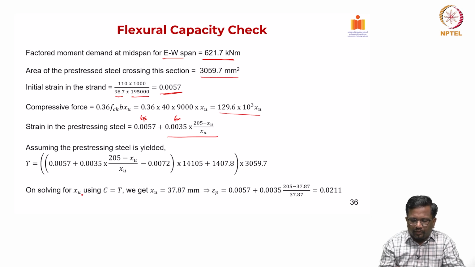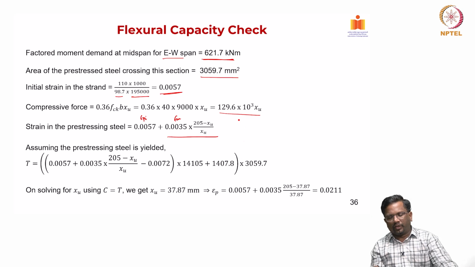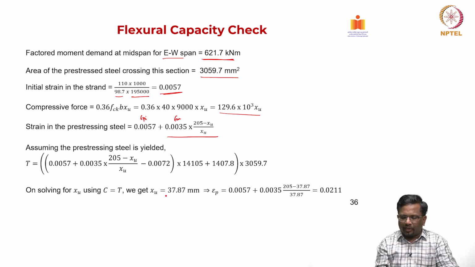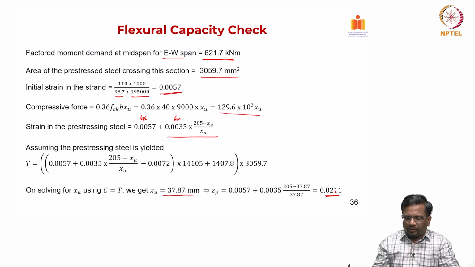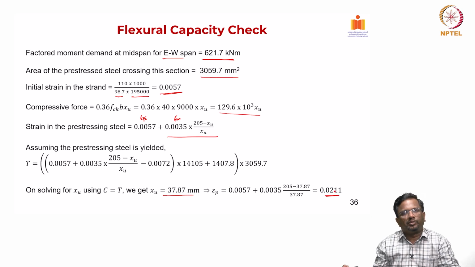So, we can take this and multiply to get your tension force. If you satisfy C equal to T, which we have already found, then we get the neutral axis depth x as 37.87 millimeter and the strain as 0.0211. So, definitely it has yielded, and our assumption is correct.